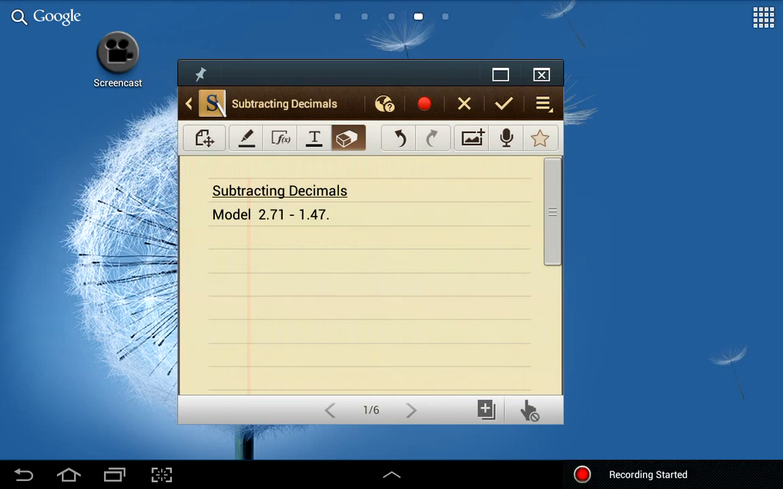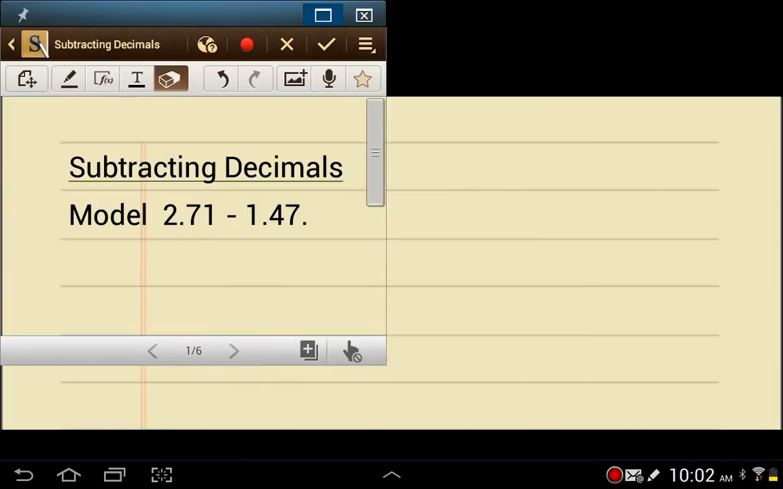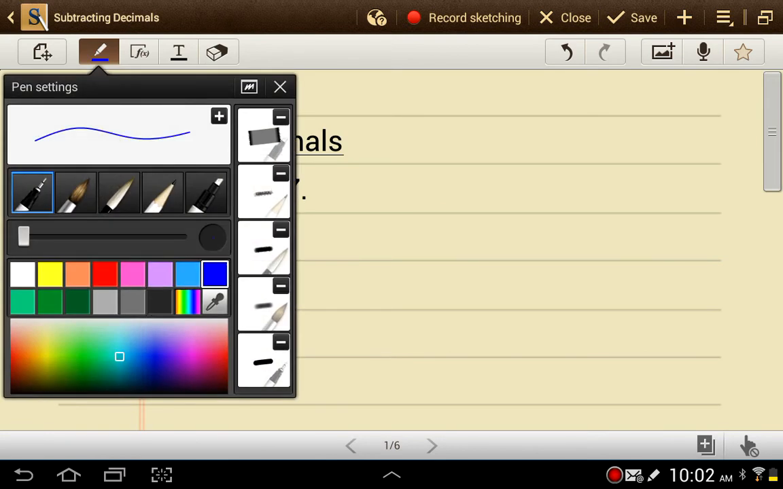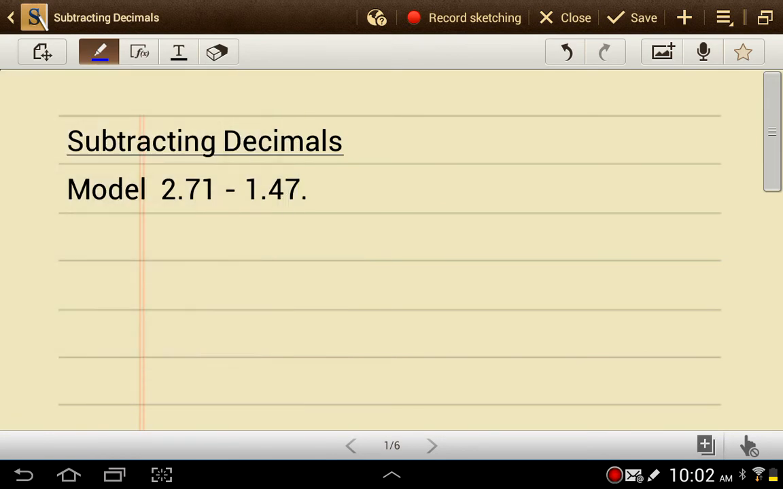Okay guys, welcome to subtracting decimals, which we're going to do today. Let me get my pen up and organized. We'll use a different color today. Let's use blue again. Today we're going to talk about subtracting decimals.